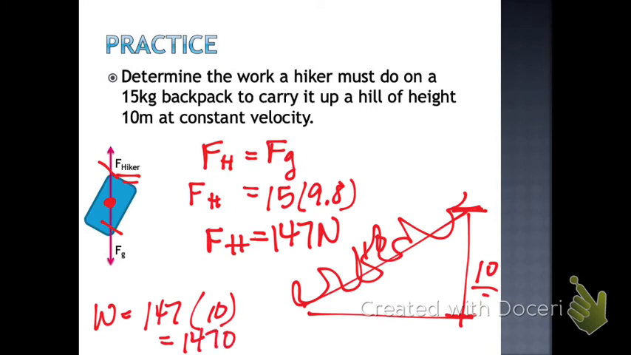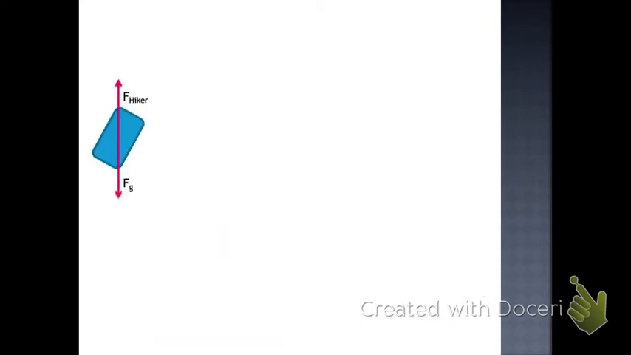And what's our unit for work? Joules. Very good. Okay, and this is work done by the hiker. So is it positive or negative? It's positive because it's the one that's going upward. Okay? Now the next slide asks us to do basically the same thing. Find the work done by gravity. Right? We already found the gravitational force.